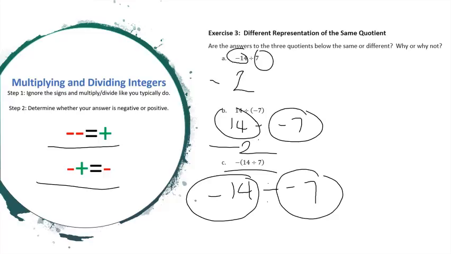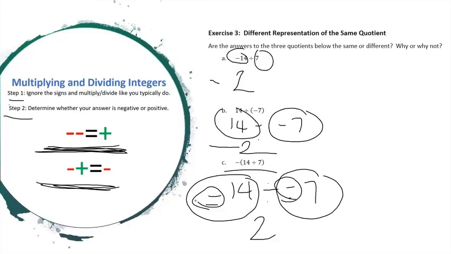All right, so if I circle this, I know that I have -14 divided by -7. If I do step 1, I ignore the signs and divide like regular. 14 divided by 7, skip count by 7, 7, 14, this gives me 2. And if I look at step 2, determine whether my answer is positive or negative. If I have a negative and a positive, that's going to be negative. If I have a negative and a negative, that's going to be positive. Look, you're dividing two negative numbers, so you know your answer is going to be positive.